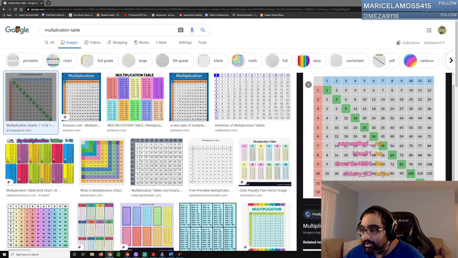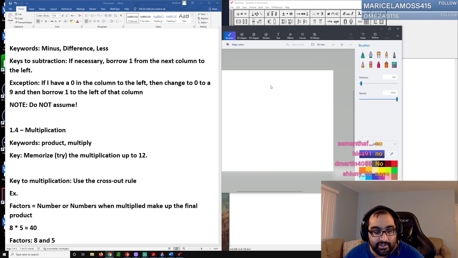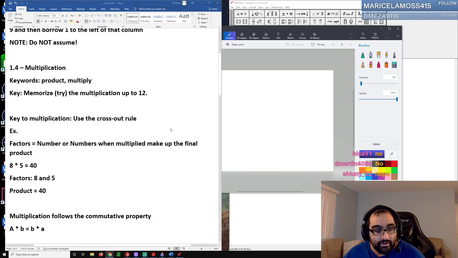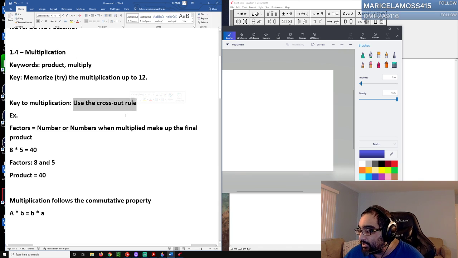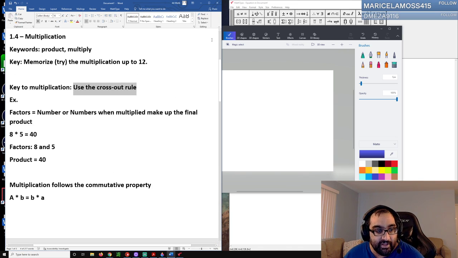All right. Next, let's take a look at some examples here. Again, if you have a picture of your multiplication table, that'll be helpful. Like I said, we'll ease this in. We're first going to talk about how to do multiplication. One of the keys to multiplication, it says, is to use the crossout rule, but we'll talk about that a little later. I first want to talk about some of the basics behind multiplication that will be relevant for what we're going to be doing later in this section and other sections as well.